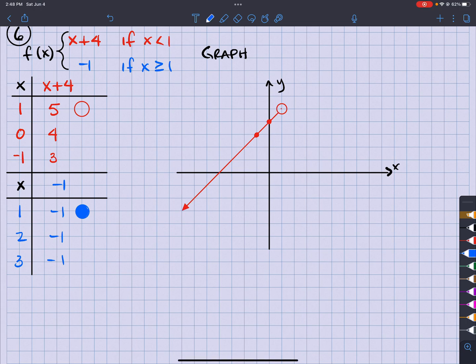Now I'm going to graph the blue. So at 1, it's -1, but it's going to be a closed circle. At 2 is -1. At 3 is -1. So therefore I have something that looks like this. So that should be my graph right there, which is choice D.